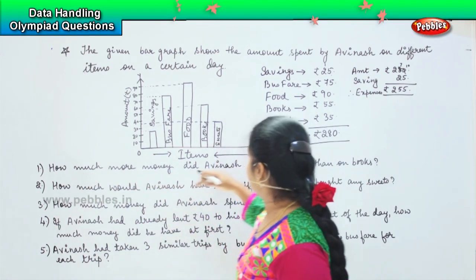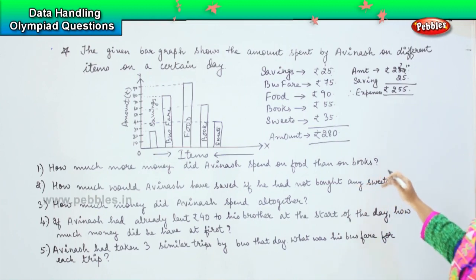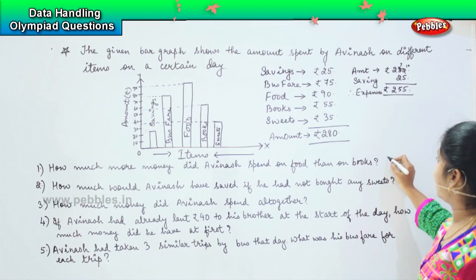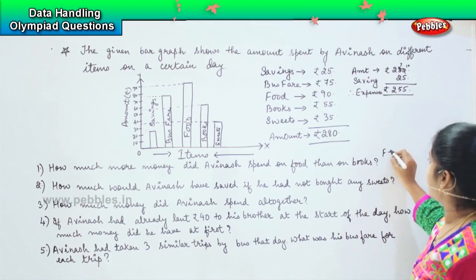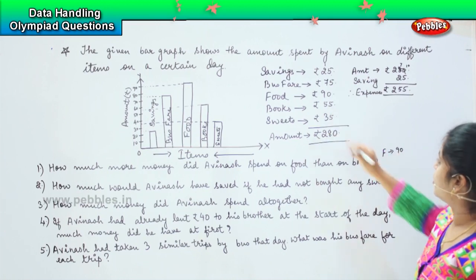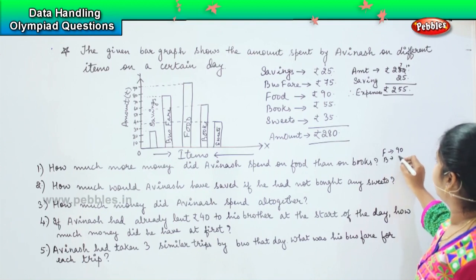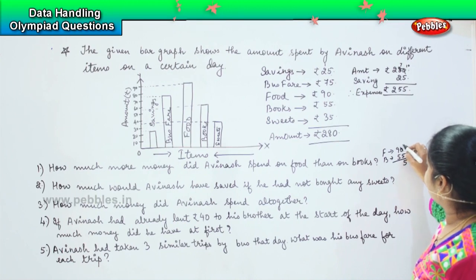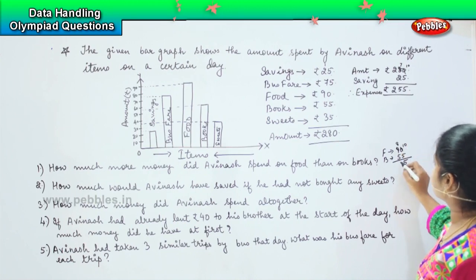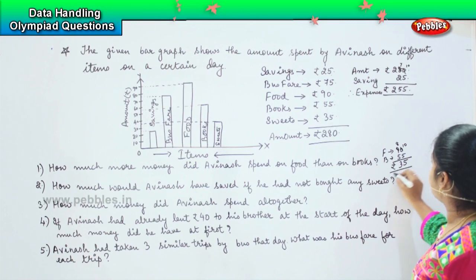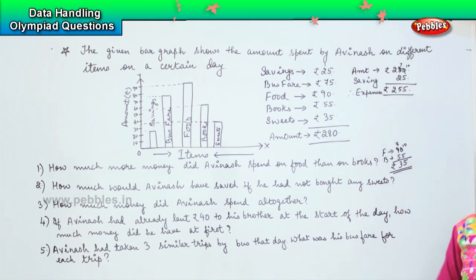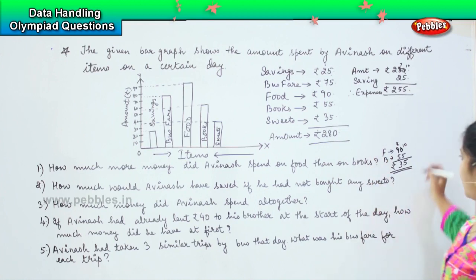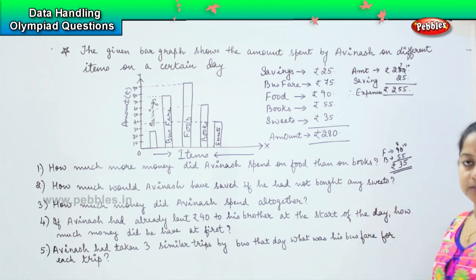So now we have figured out these questions from the information provided. How much more money did Avinash spend on food than books? For food he had spent 90 rupees and for books he had spent 55 rupees. So 10 minus 5 is 5 and 8 minus 5 is 3. So he had spent 35 rupees more on food than on books. So your right answer is 35 rupees.